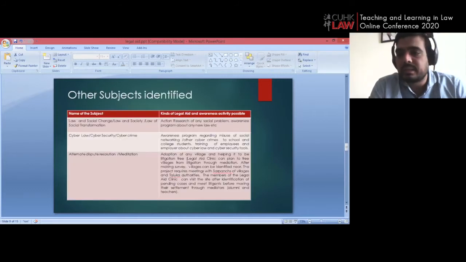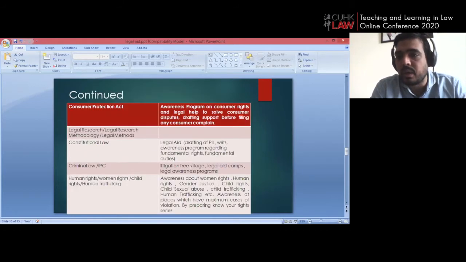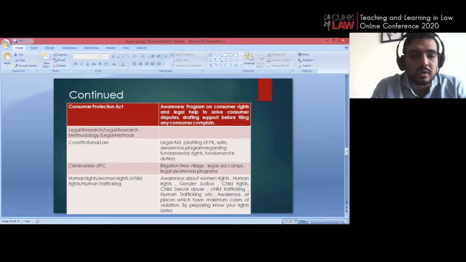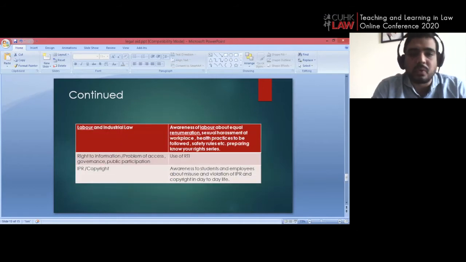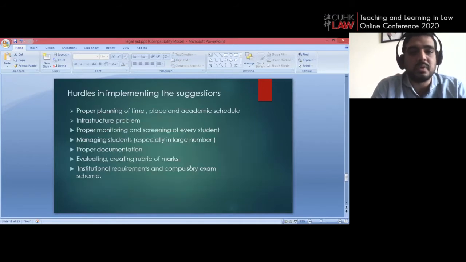There are various subjects in which this could be done: cyber law, ADR. You can adopt a village and remove their small problems related to civil disputes and all. Constitutional law, it is possible. So this is a list of the subjects in which this approach of taking projects is possible.